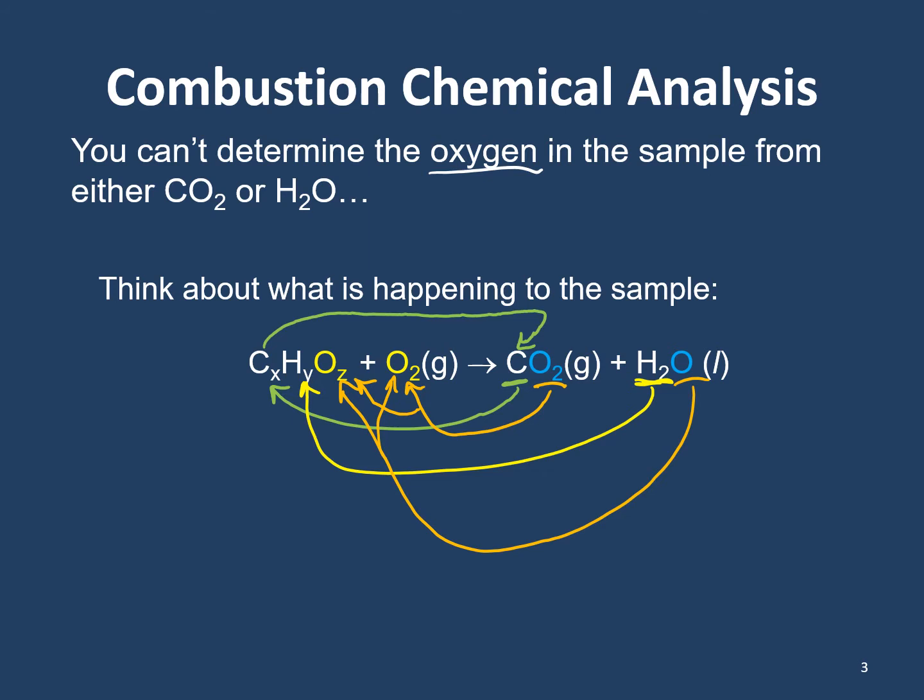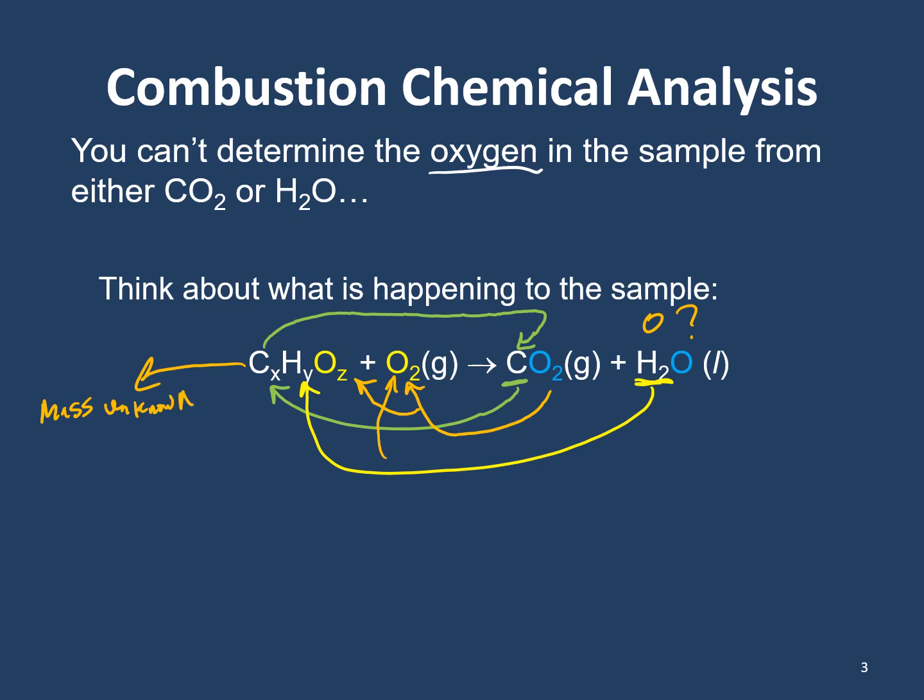Because of this, we can't determine how much oxygen was present from these two products, because we don't know how much of the oxygen in CO2 came from our unknown or came from the oxygen we were passing through the container. The same thing is true for the oxygen in water. So we have to find another way of doing this. The answer to how we can figure out how much oxygen was present in the unknown actually comes from the mass of the unknown.